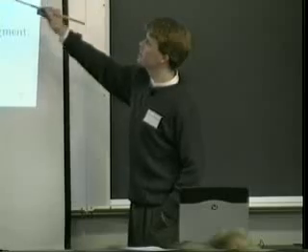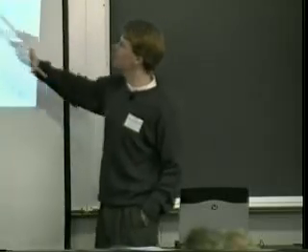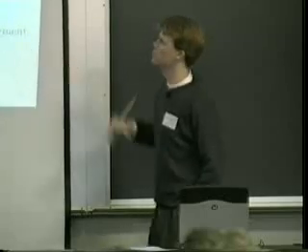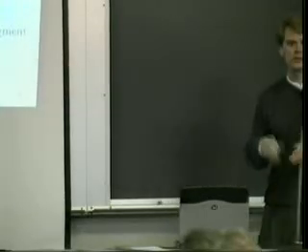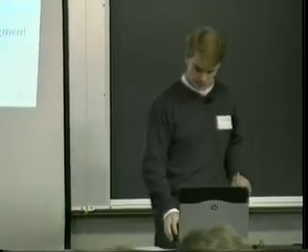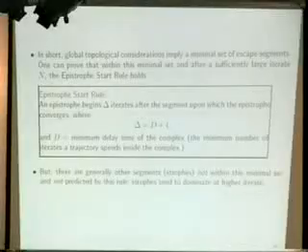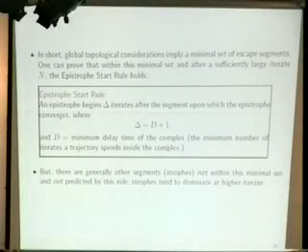You can do it again to get L3, and I'm not going to go through this in detail, except to point out that you now have 1, 2, 3, 4 new segments that have escaped on the third iterate. So this is a very clear-cut algorithmic approach you can use to compute this minimal set. Okay. So in short, what do we have? We find that global topological considerations give us a minimal set of escape segments.